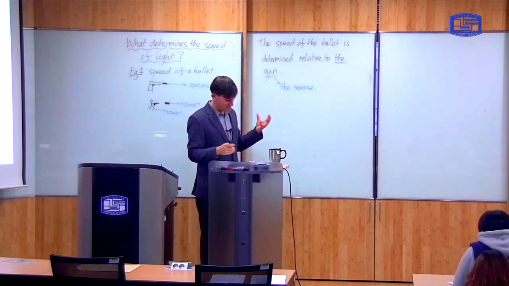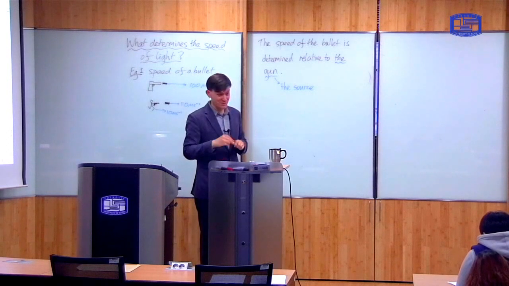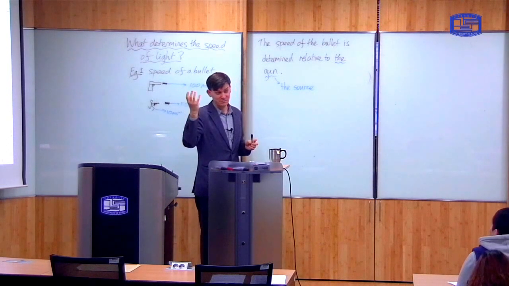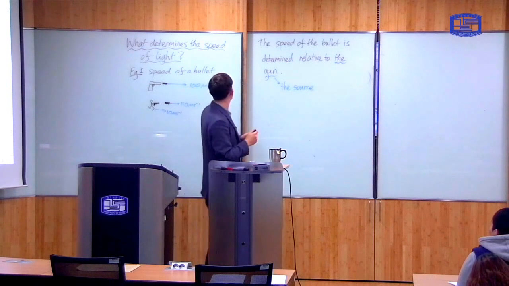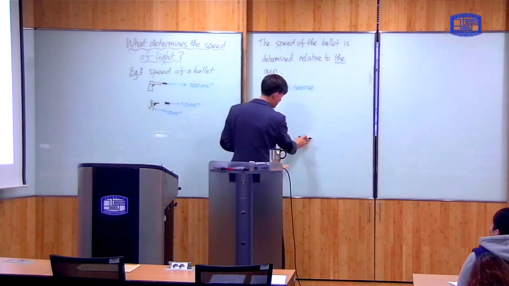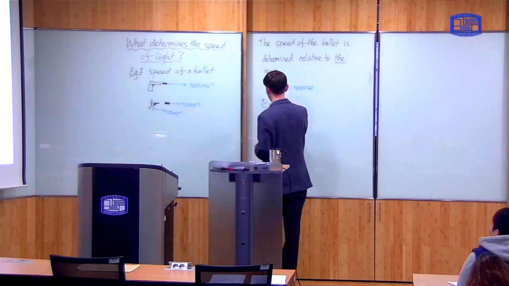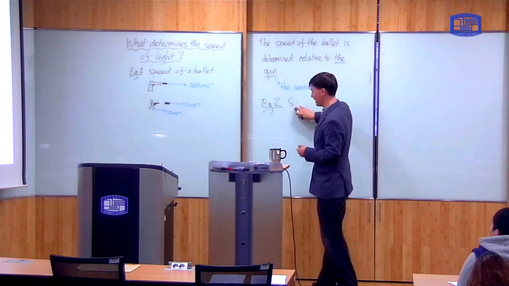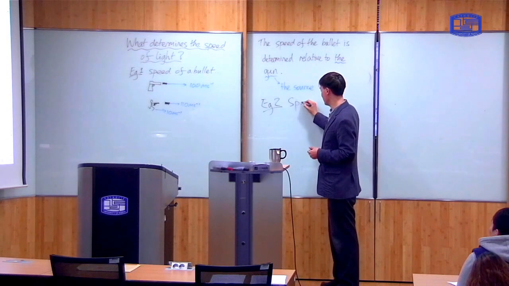So that's one way in which a speed can be determined. The speed of an object can be determined by the source of that object, in this case, the bullet and the gun. But that's not true of everything. A second example is the speed of sound. Again, I briefly mentioned this last time.